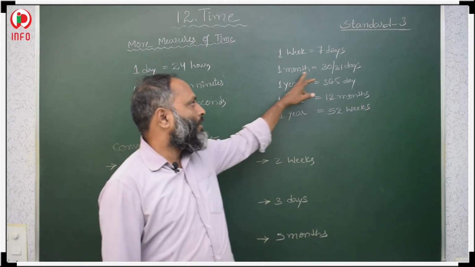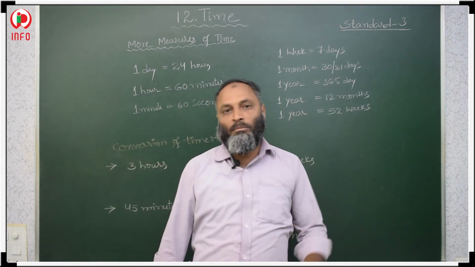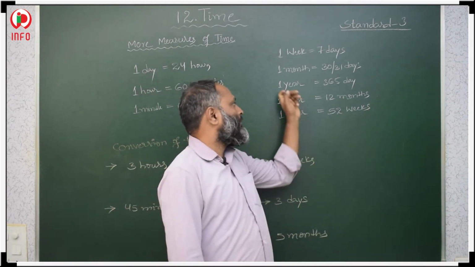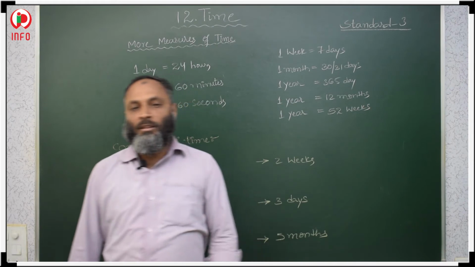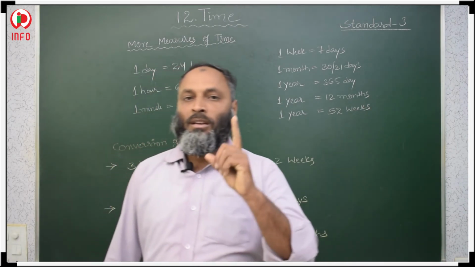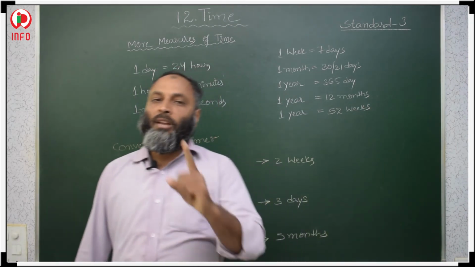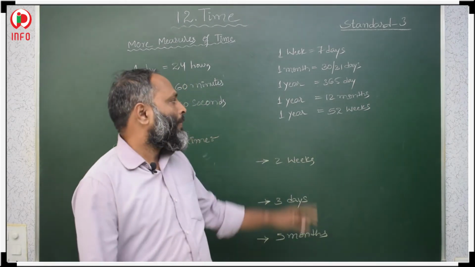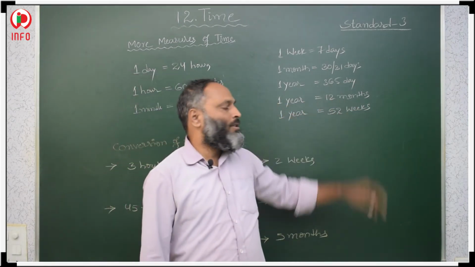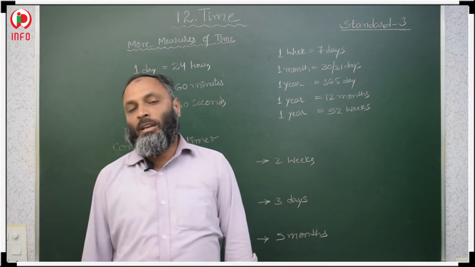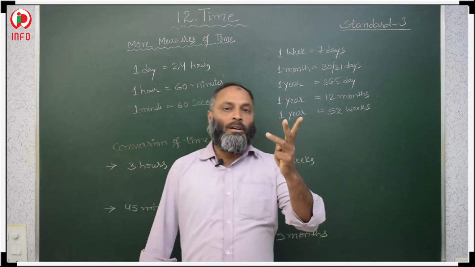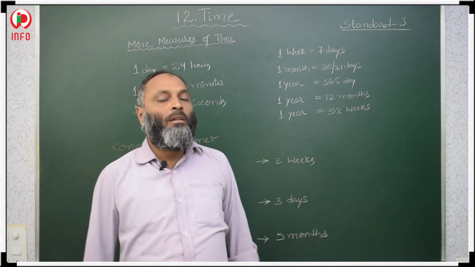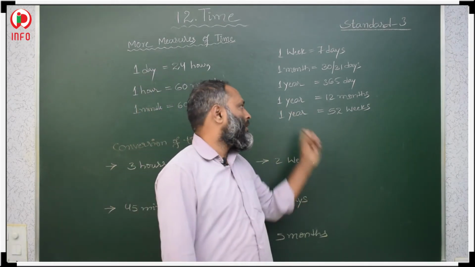Then in 1 month we have 30 or 31 days. In some months we have 30 days, in some months we have 31 days. Now 1 year is equal to 365 days. In a leap year we have one more extra day, that is 366 days in a leap year. 1 year in months means 12 months: January, February, March, April, May, June, July, August, September, October, November, December.